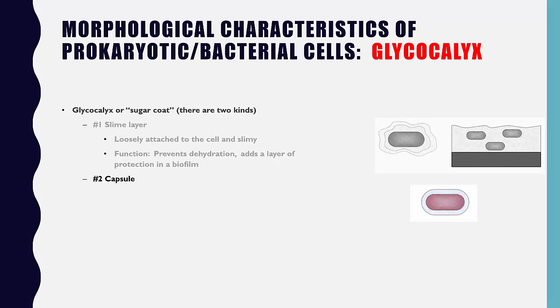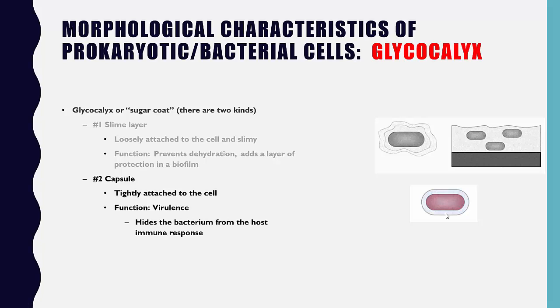All right. The second type of glycocalyx is known as the capsule. What is the difference? The capsule is very tightly attached to the cell. It's like a really tightly attached layer. And this really gives bacteria, especially the pathogens, the ability to cause disease. So this is very much a virulence factor.